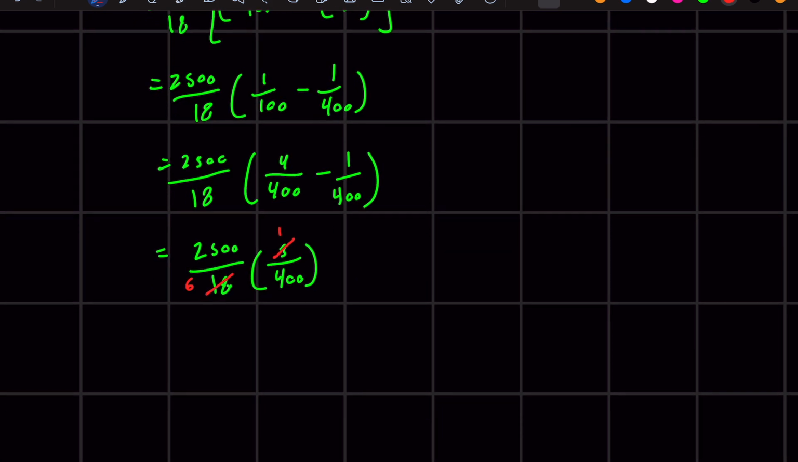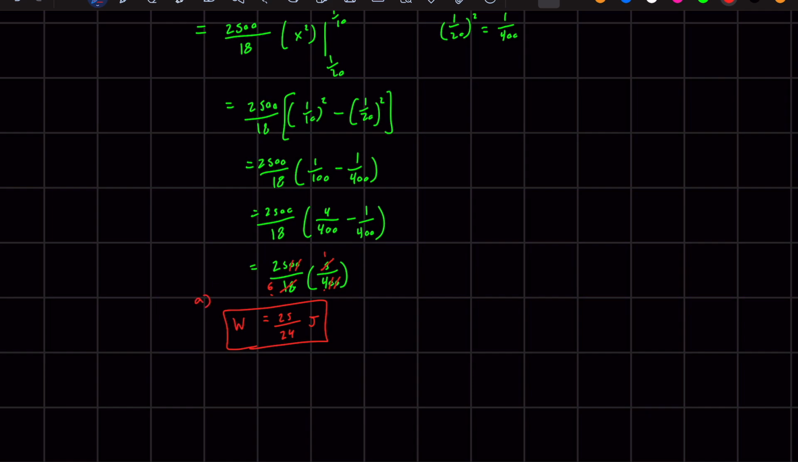And then a 10 goes into this one. You see how these have an extra 0? You can get rid of a 0 here. So now, actually you can get rid of another 0 here. So we have 25 over, and then 6 times 4, we have 24. So work is going to be equal to 25 over 24 joules, or newton meters. That's going to be our work for problem A.